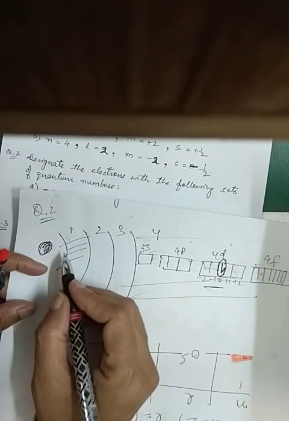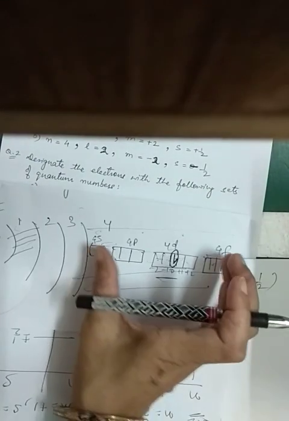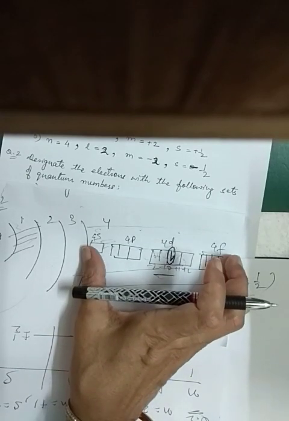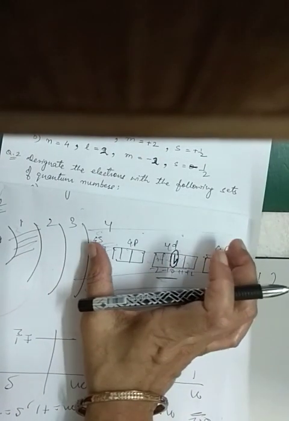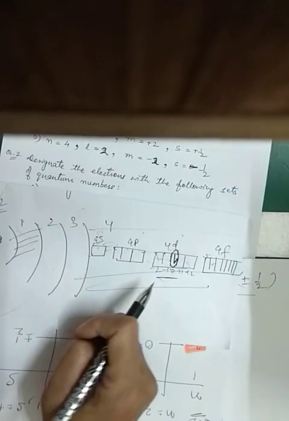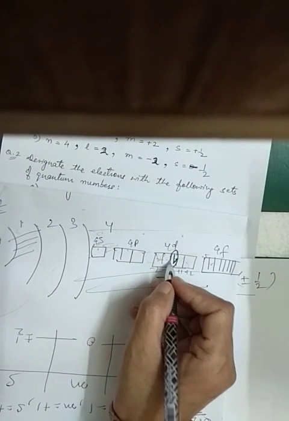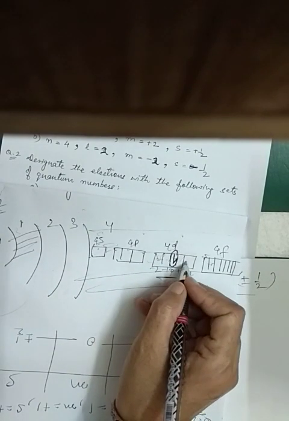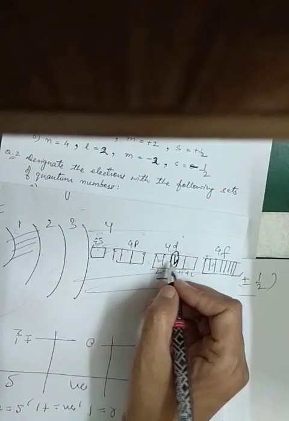I'll repeat. N signifies which shell: 1, 2, 3, 4. So I have come to this shell. Then L signifies which subshell. Each shell has subshells. Shell number 4 has 4 subshells: 4s, 4p, 4d, 4f. So L signifies the subshells and M signifies which orientation in space, on which axis. And S signifies which spin.